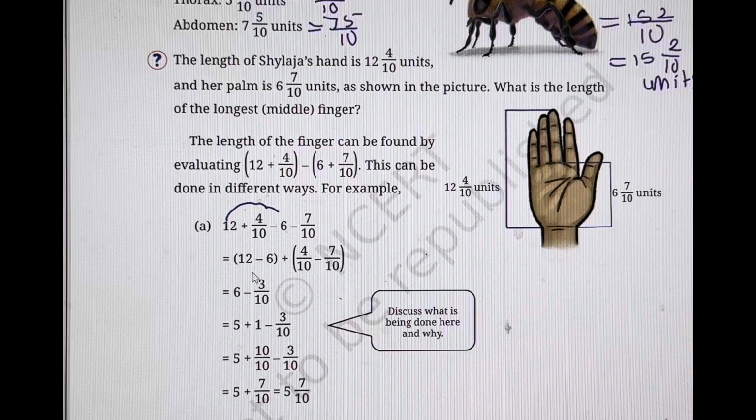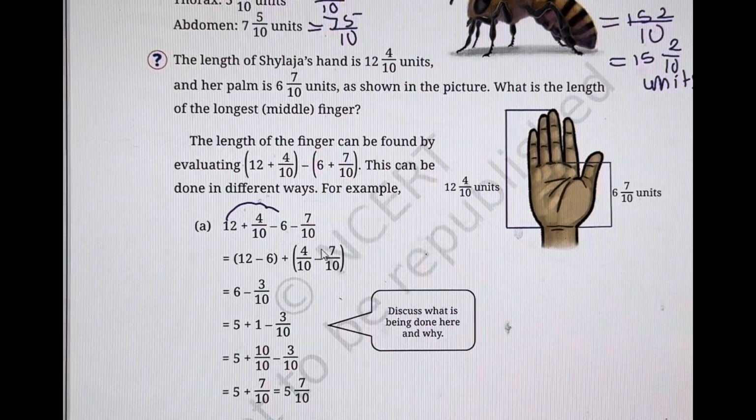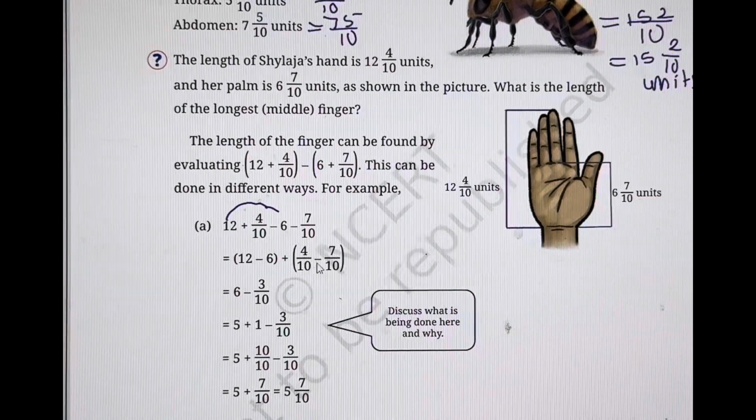So 12 minus 6 will be 6. And then you take both of them in the bracket. So 4 upon 10 minus 7 upon 10. So here 7 is bigger, it is negative. So you will get minus 3 upon 10. Right, now what to do? Earlier we separated, this was an improper fraction. This is a proper fraction. So how to subtract from a whole part?